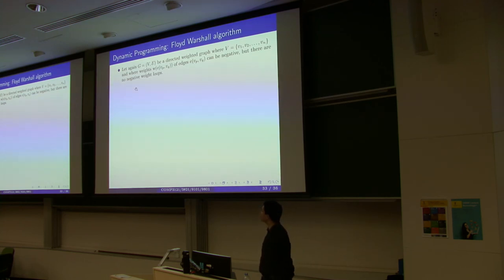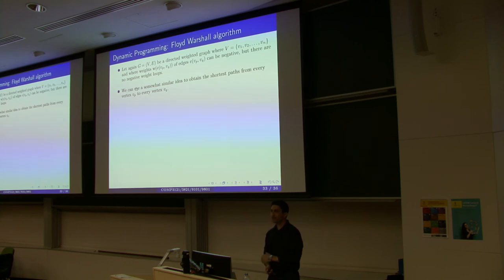So again, we have a similar kind of input. We have a directed weighted graph, G, where you have vertex set V, and you have weights for each edge. And again, you allow for edges to have negative weights. And again, you impose the condition that you do not have negative cycles. Again, we use a similar kind of approach, but slightly different. So this time around, we will find the shortest path from each vertex VP to vertex VQ.